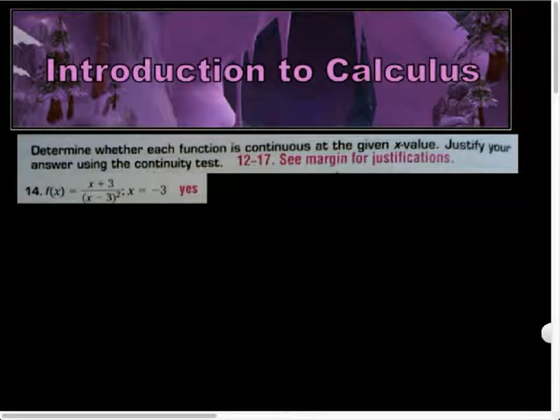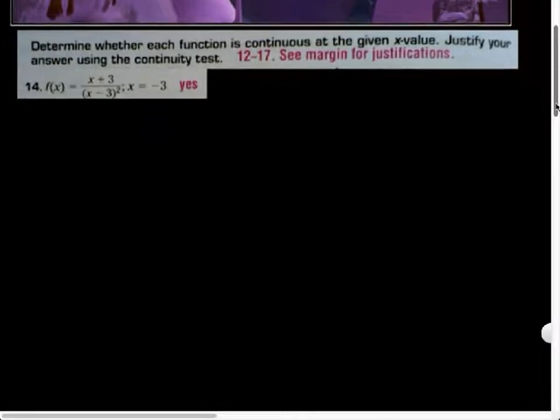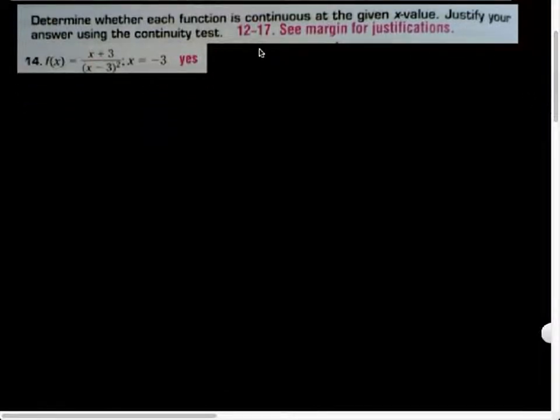We're on page 166. We were talking specifically about continuity yesterday, and here's question 14. It says, determine whether each function is continuous at the given x value. Justify your answer using the continuity test. Big hint right there. It's a three-part test you should be familiar with. Now, I might actually be interested in a little bit in the graph of this, but let me just jump right in this and see what we could figure out first.